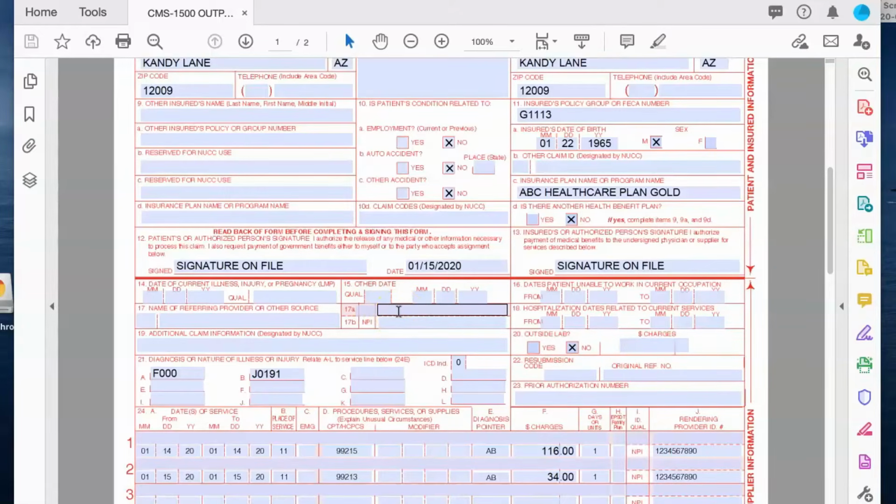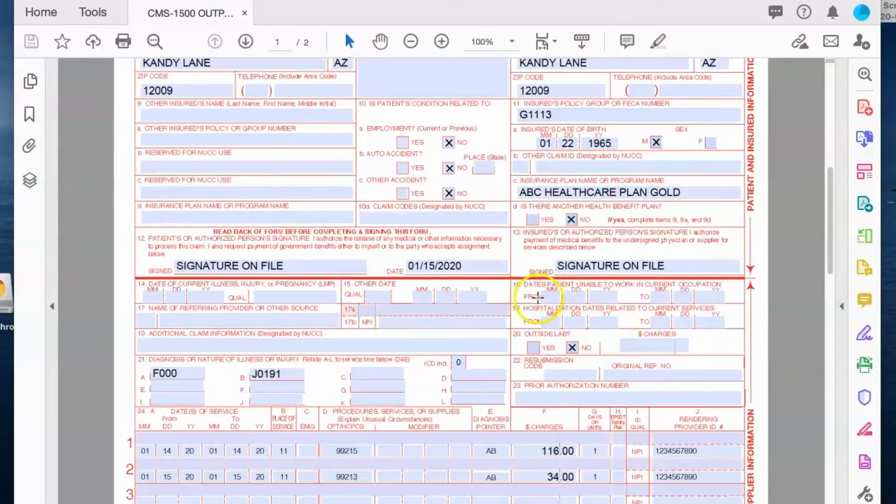We don't really use 17A, but if you want to add a qualifier or any other identification number for the provider besides the NPI, you can do so here. You can find those instructions in the NUCC 1500 Claims Manual found in your training materials.